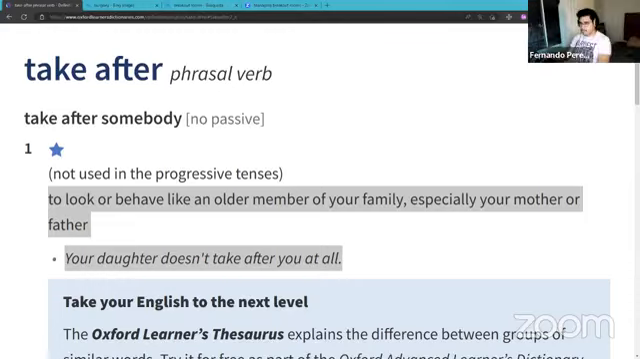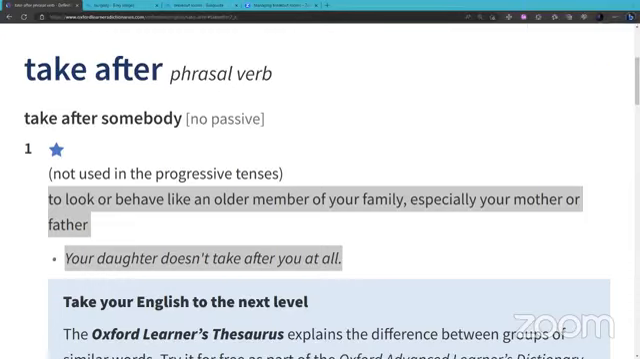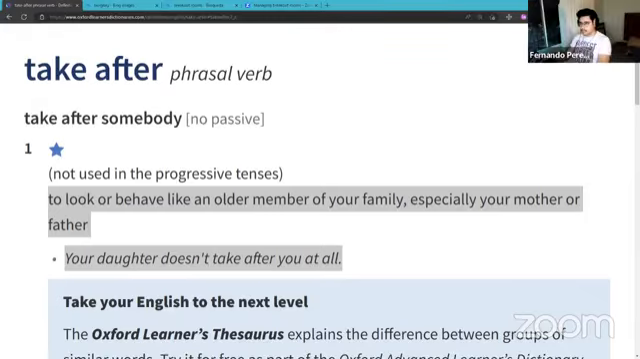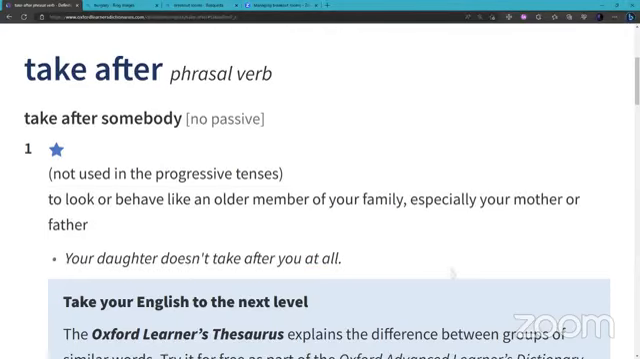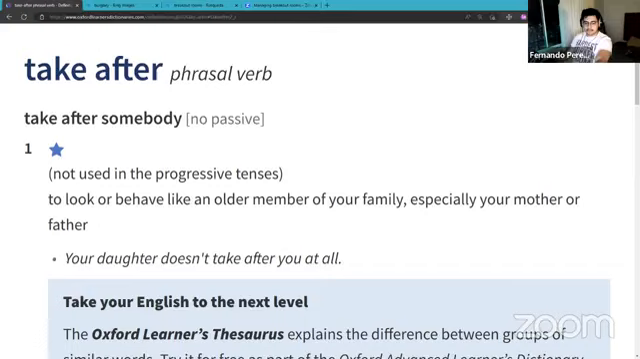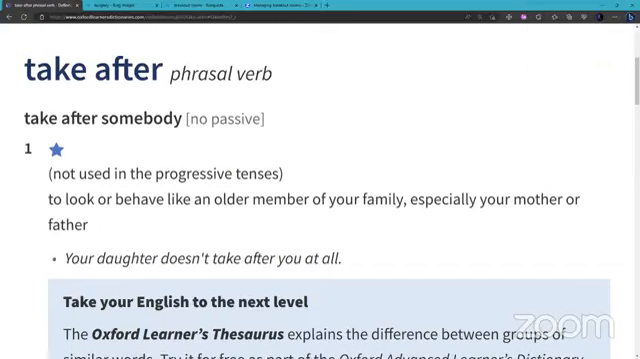To look or behave like an older member of your family, especially your mother or father. And an example is: your daughter doesn't take after you at all. Look or behave like. Okay, yes, I got it.